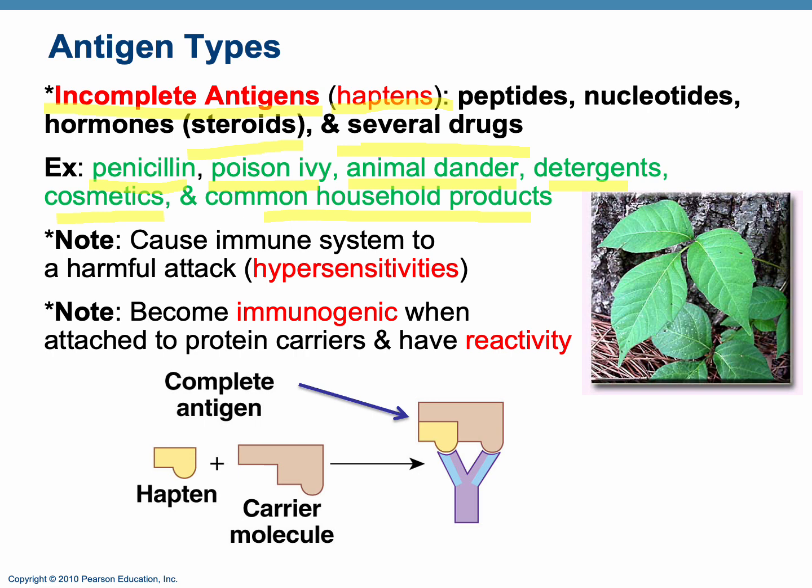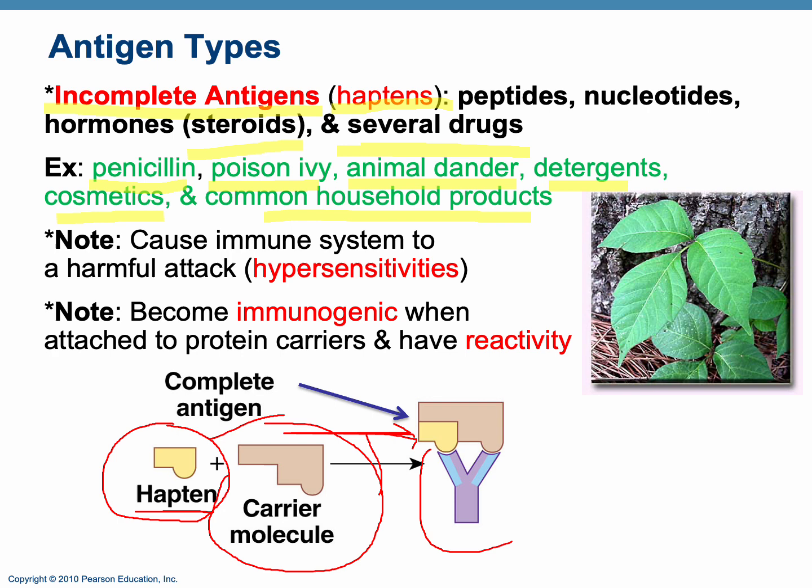When we look at the molecular structure of an incomplete antigen shown down below, here we have the incomplete antigen, or hapten, and it's not able to initially bind right onto the antibody. So there's typically a carrier molecule that binds on, and together they can then have this interaction with the antibody, shown as the purple Y there.